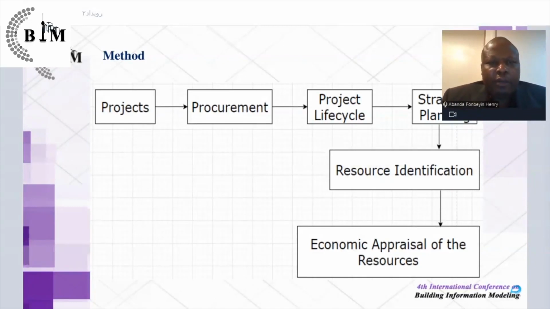Now, in a nutshell, this is the whole process, what you have to think in order to set up a BIM department. As a company, you have to reflect on the kind of projects that you are involved in. Then you have to think about the kind of procurement that you usually adopt with the clients or with the different stakeholders. And then, of course, the project life cycle that you're going to adopt. And the fourth step is a strategic planning tool. You need to have a strategic plan in place. And then the fifth step is the resource identification. And of course, the last one is economic appraisal. I will just pick one after another to provide a bit more flesh.